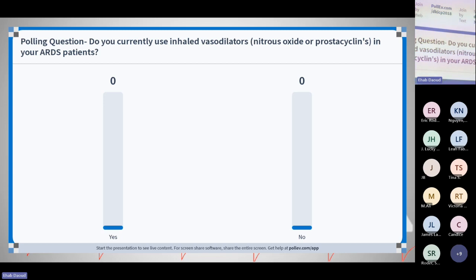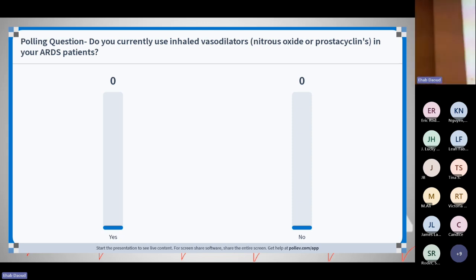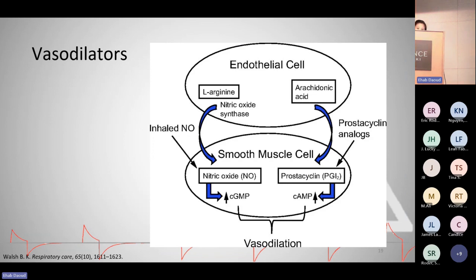Anybody? Yes. Nitrous? Prostaglandins? A few? Okay, a handful. So does it really work? First, let's go over some vasodilators. Inhaled nitrous oxide and your prostaglandins are all vasodilators. That's the mechanism of action you can see here. They vasodilate, they improve ventilation-perfusion mismatch, and in turn, they improve oxygenation short term.